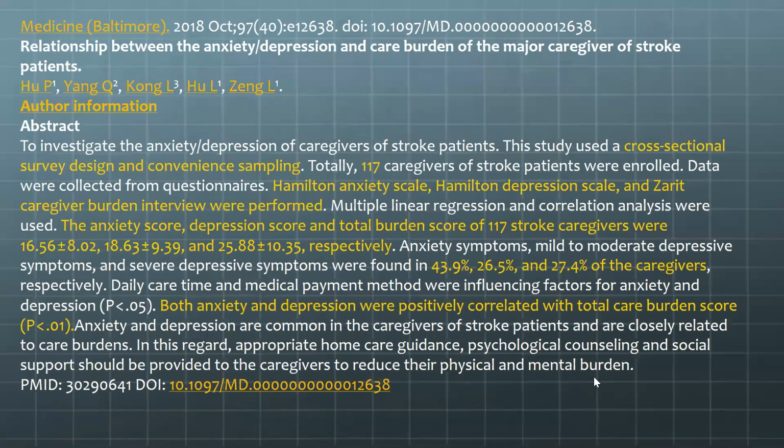Here is an example of an abstract that gives more data. Once again, in this study, there was a cross-sectional survey design and a convenience sample. So right now we know that, okay, this convenience sample may not be representative of the population of interest, because they were not randomly sampled. They enrolled 117 caregivers, which sounds like a pretty good size number. And then they collected information from questionnaires.